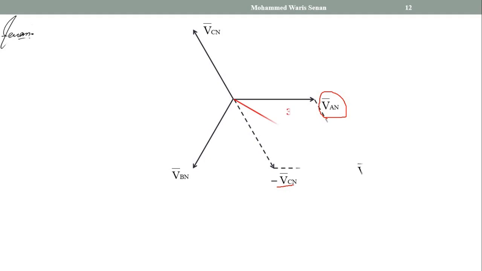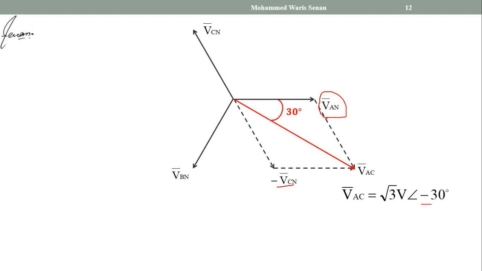So let us add these two vectors. So this is VAC. Here clearly you can see VAC is making an angle of 30 degree with VAN, and also VAC is lagging VAN. So we can write VAC is equal to root 3 V angle minus 30 degree. V is the magnitude of the phase voltage, so the magnitude of line voltage will be equal to root 3 V. So magnitude root 3 V and the angle is minus 30 degree.